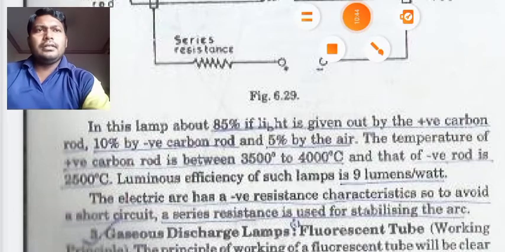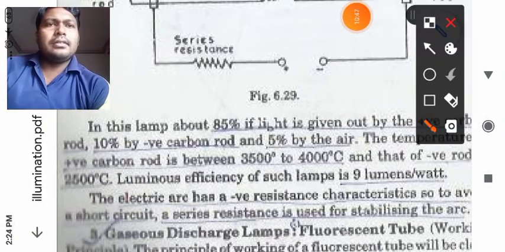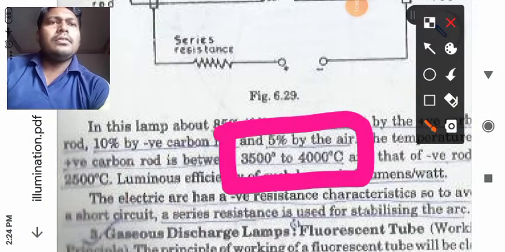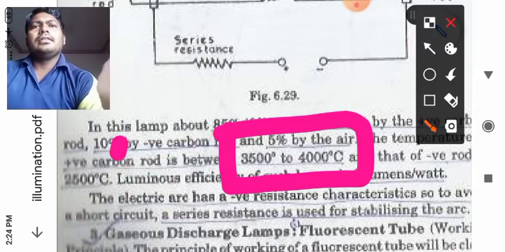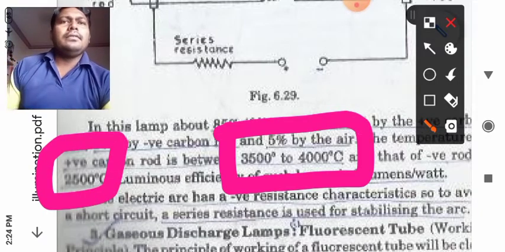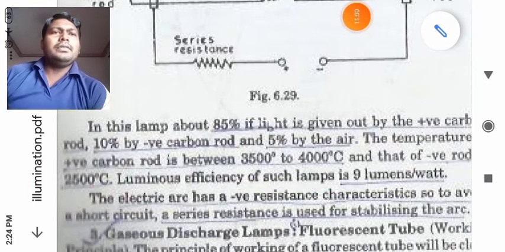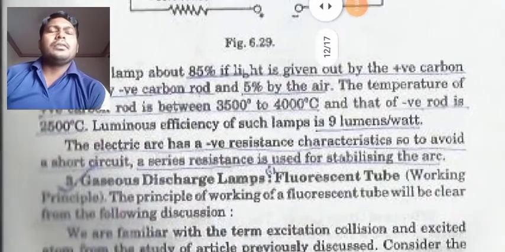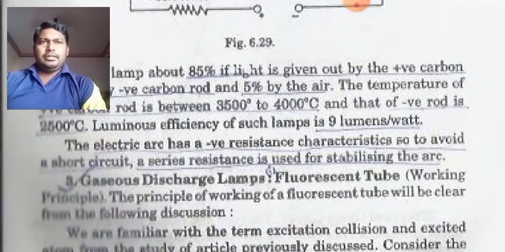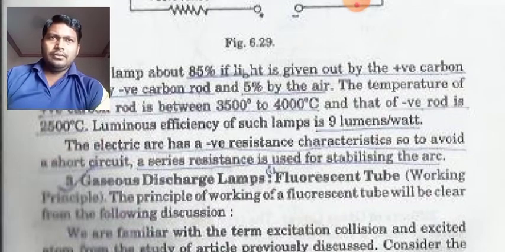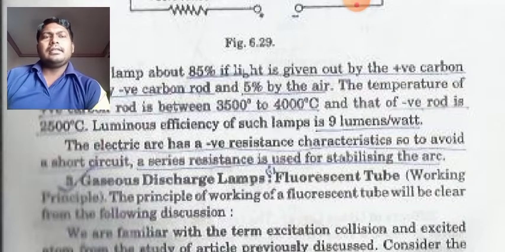This is very important. See, the temperature is 3500 to 4000 degrees centigrade, and that of the negative rod is 2500. Now, the lumen efficiency of such a lamp is 9 lumens per watt. The electric arc has negative resistance characteristics, so to avoid short circuit, a series resistance is used for stabilizing the arc.